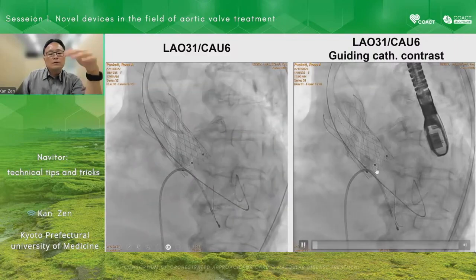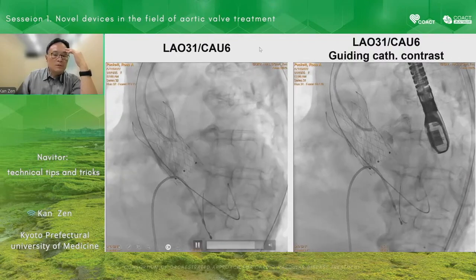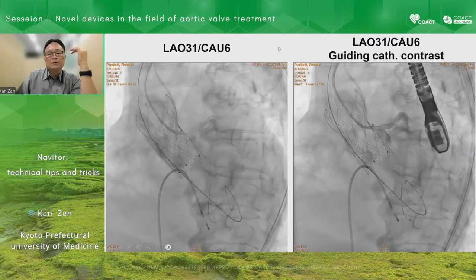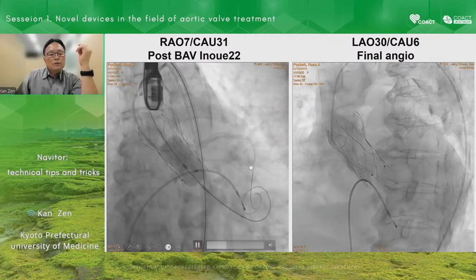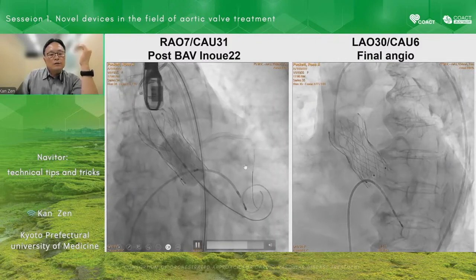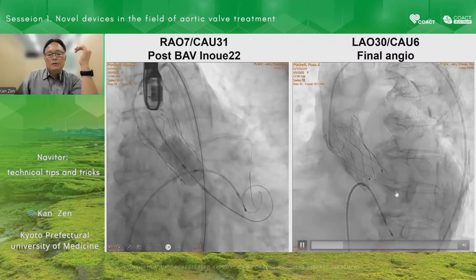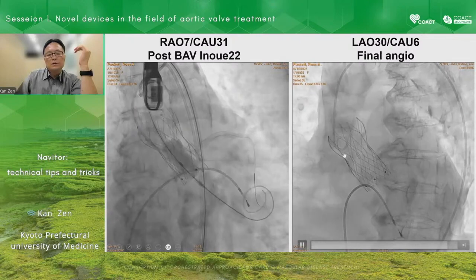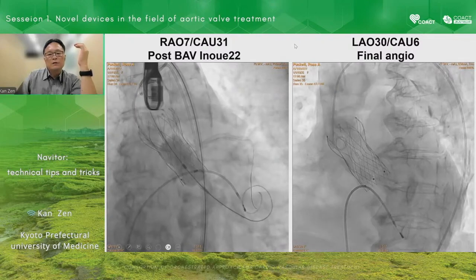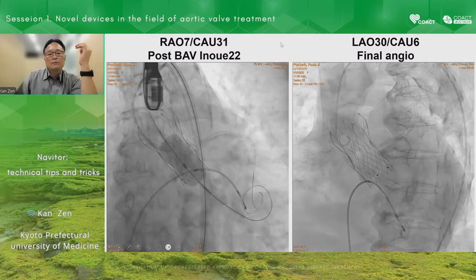As you can see in this slide, the depth of the valve looks 3 or 4 millimeters. I also use post-dilation to decrease the PVL, and as you can see in the right movie, the result is considered good.